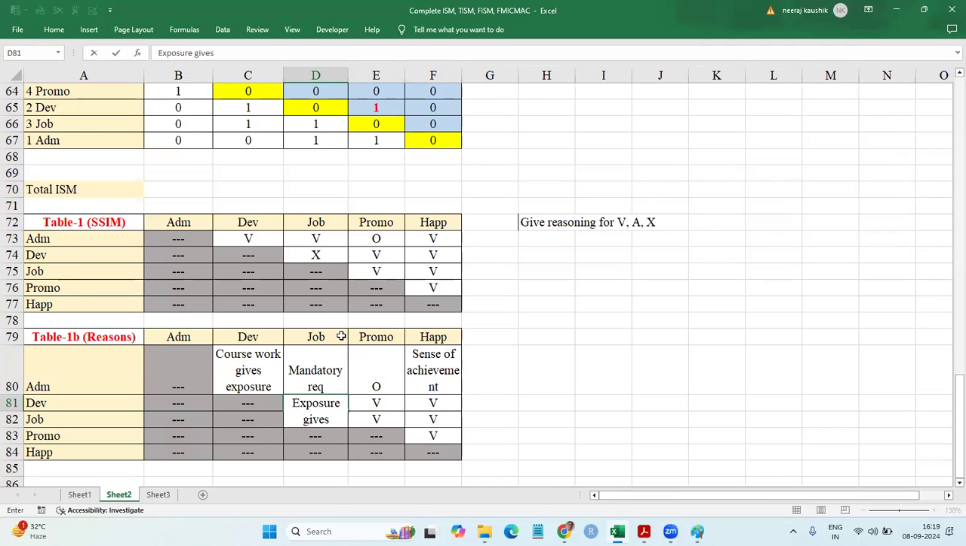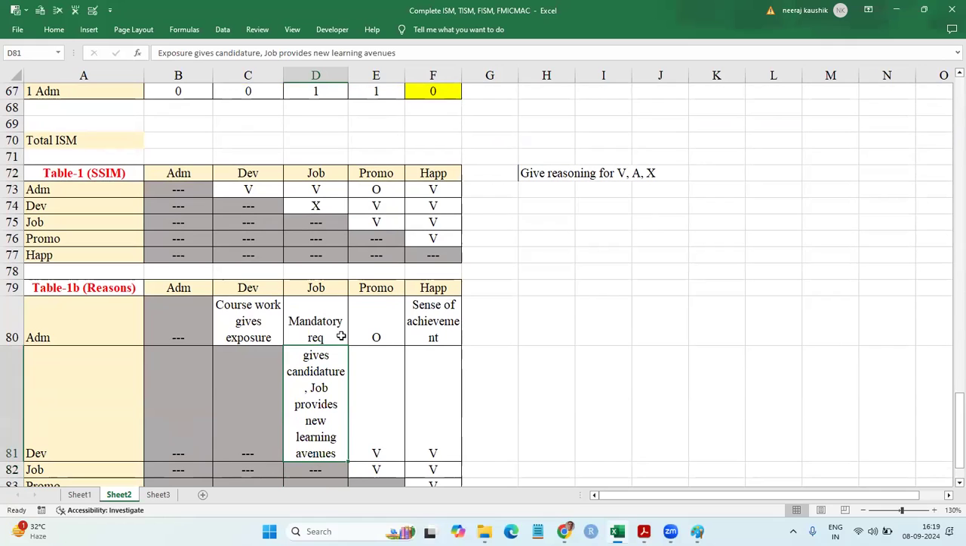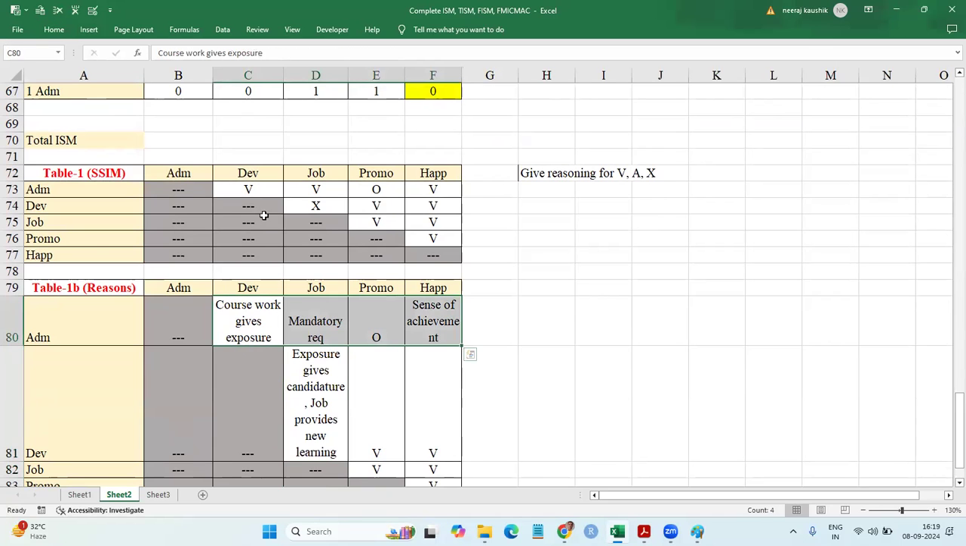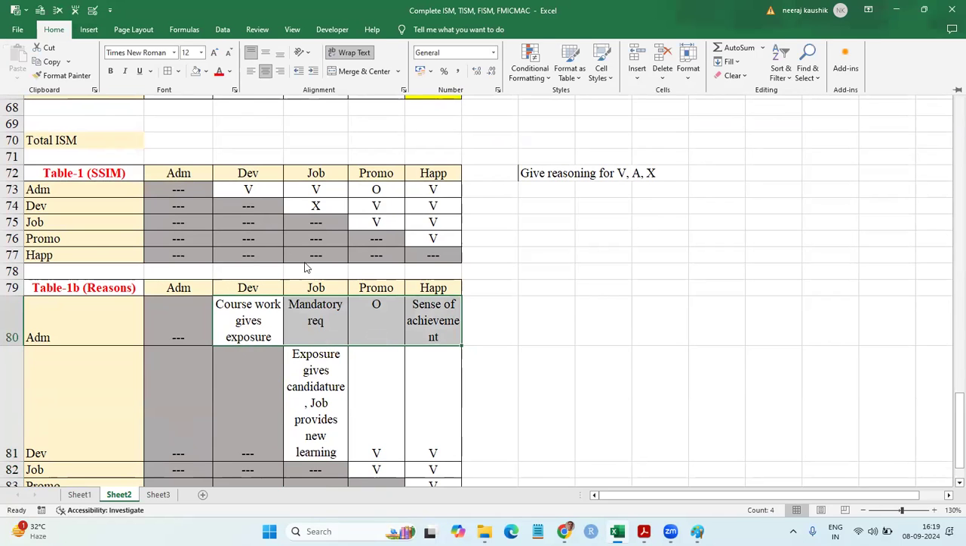Exposure gives candidature. And why does job give you development? Job provides new learning avenues. Okay, this provides new learning avenues. Okay, check for the others also.